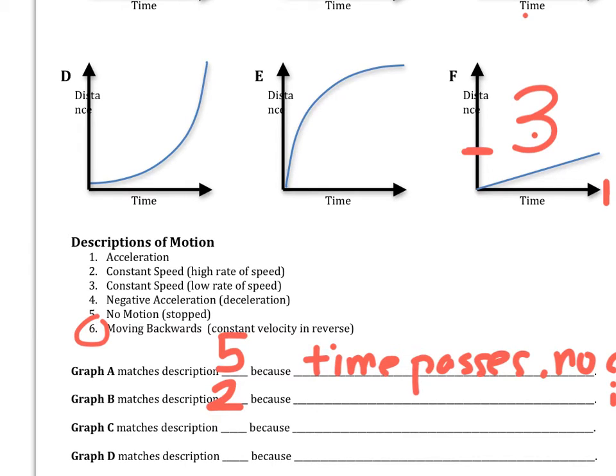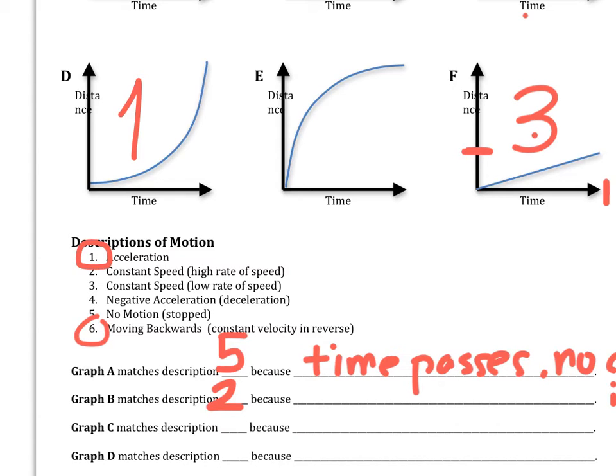Now, if we look at D and E, these are newer graphs that we haven't really looked at. We haven't looked at curves, but based on what we know, we can figure it out. For letter D, the slope is changing. It's not as steep, and then it suddenly gets steeper. So the person covers less distance in the beginning and all of a sudden covers a lot of distance in a shorter amount of time. So here there is an acceleration. So number 1, the person is speeding up.